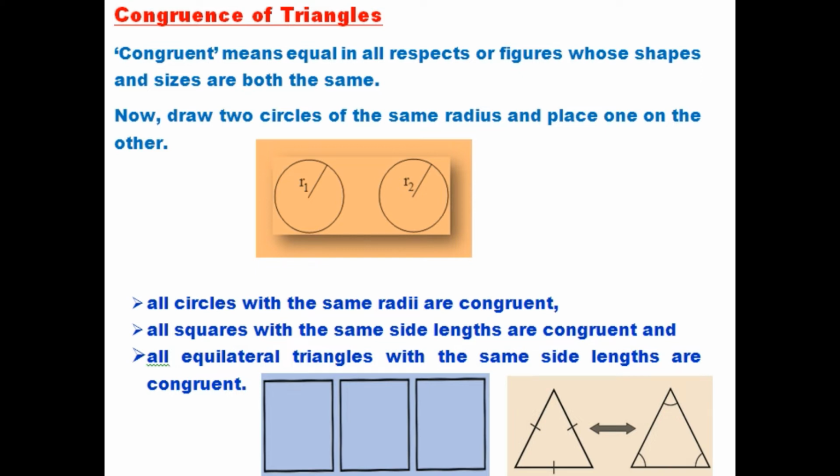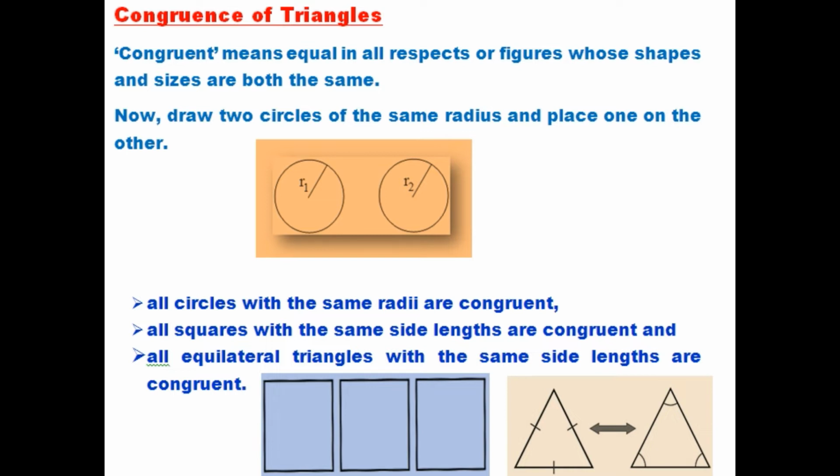Now you draw circles of the same radius and place one on the other. You see the diagram, two circles having the same radii. Clear? R1, R2 both equal. Now you cut out the second circle and place it on the first, and it will coincide correctly. Therefore, all circles with the same radii are congruent.